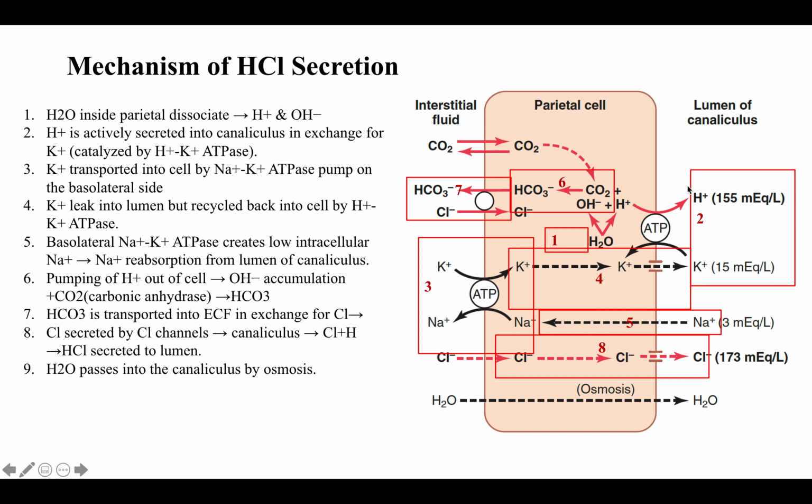And these are the osmolarity of the hydrogen concentration. The potassium concentration is about 15 milliequivalent per liter. The proton is 155 milliequivalent per liter, and the chloride is 173 milliequivalent per liter.